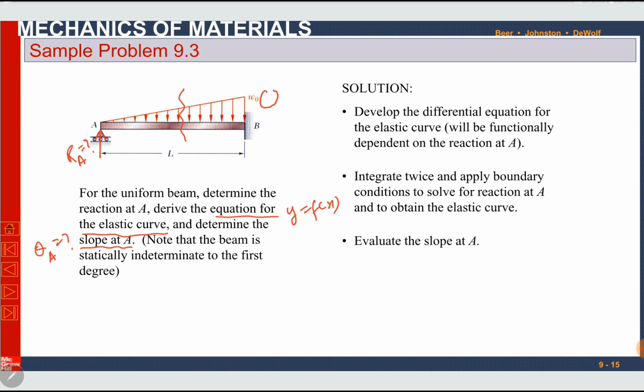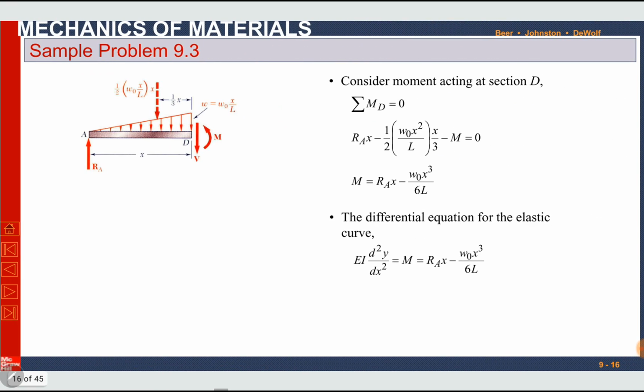W0 was for length L, but now we have length x. For length x, it will be W0 into x portion of length L. This will be the maximum load at this end. Okay, this is a triangular distribution.